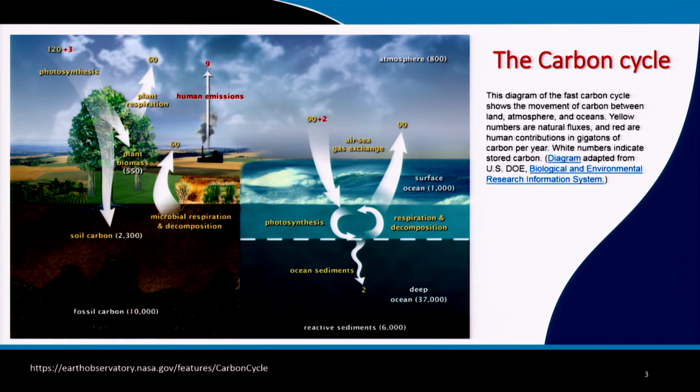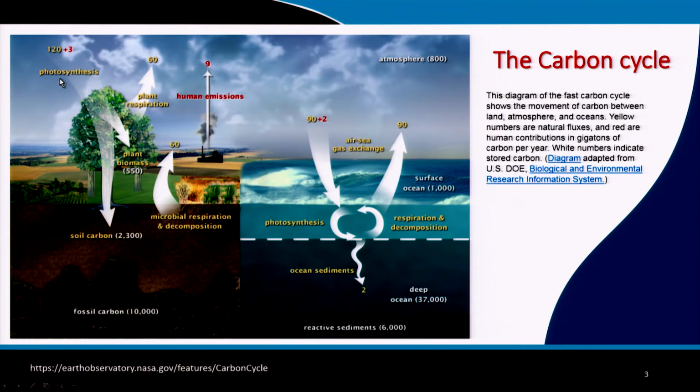So this is what is called the fast carbon cycle, and the reason for including this is actually from the NASA website, and it shows the movement of carbon through different parts of the environment. And you can see the flux of carbon. So the flux of carbon is measured in gigatons per year, and those are the numbers on this slide. And what you can see is the main processes.